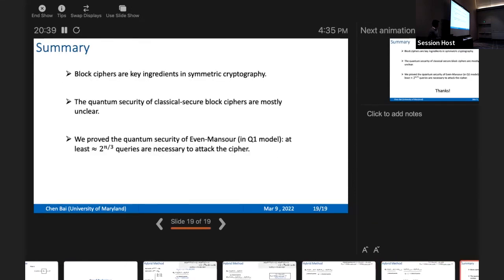Now let me summarize this talk. Block ciphers are key ingredients in symmetric crypto, but the quantum security of classically secure block ciphers in the Q1 model is mostly unclear. In our work, we focus on one of the simplest block ciphers, the Even-Mansour Cipher, and we prove the quantum security of this cipher in the Q1 model. At least order 2 to the n over 3 queries are necessary to attack.